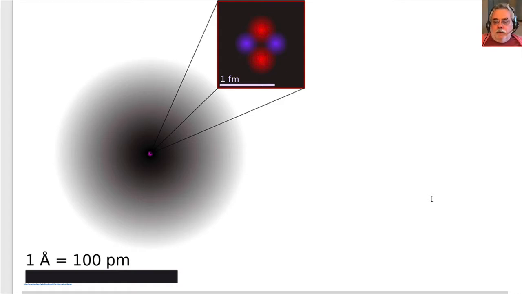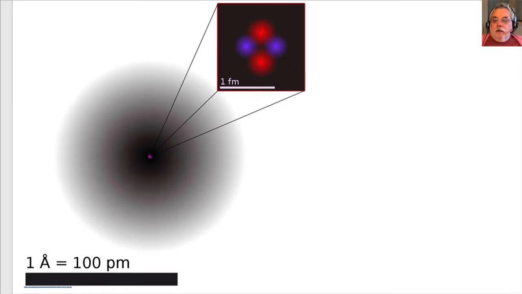No circular orbits, no hard boundary, but there is a probabilistic size to the atom. Heisenberg's uncertainty principle and quantum mechanics prevent the electrons from simply collapsing into the nucleus and prevent atoms from collapsing together. They give atoms their size.